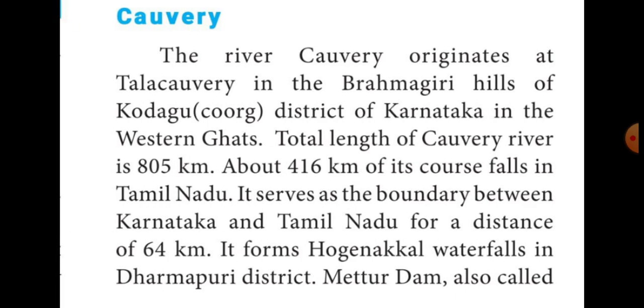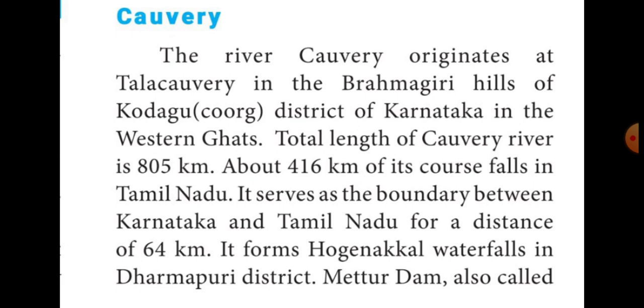River Kaveri originates from the Western Ghats near Talakaveri in the Brahmagiri Hills of Kodagu district in Karnataka. Listen very carefully, students. The Brahmagiri Hills are an important hill station located in Kodagu district, which is in Karnataka.